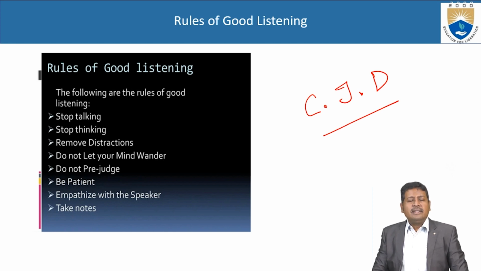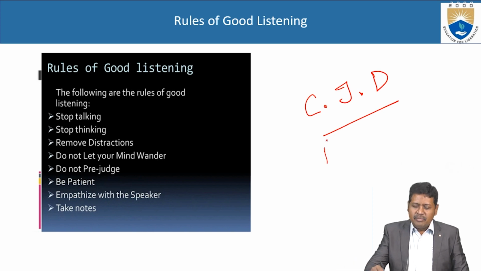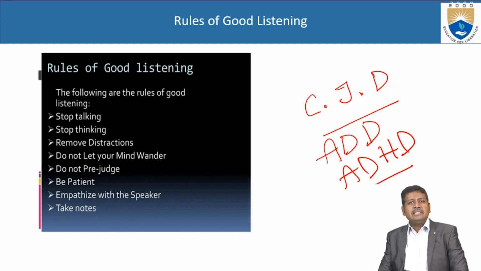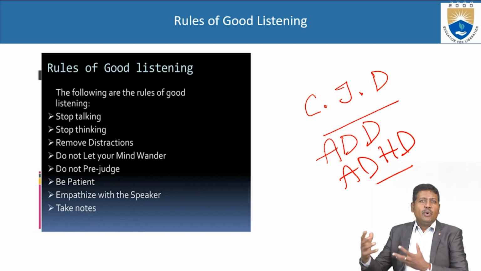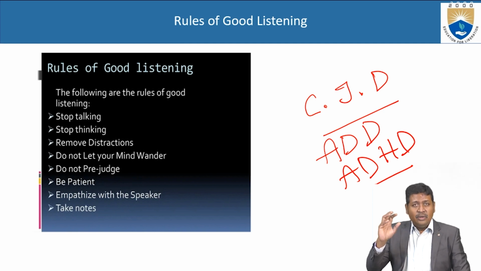Do not let your mind wander. Now, a wandering mind is something like, some of them suffer from attention deficit disorder. It's called ADD. I am writing it on the screen for the convenience of all of you. ADD or ADHD: attention deficit disorder or attention deficit hyperactivity disorder. When people cannot focus on what is being said, they suffer from this kind of disorder. They are more into so many things and they cannot focus on whatever is being said properly. So one should remove such distractions and not let his or her mind wander.